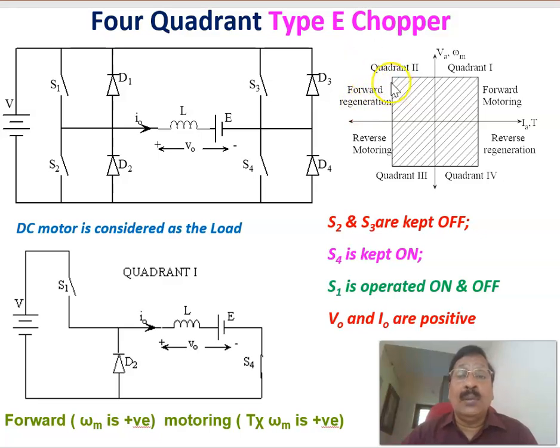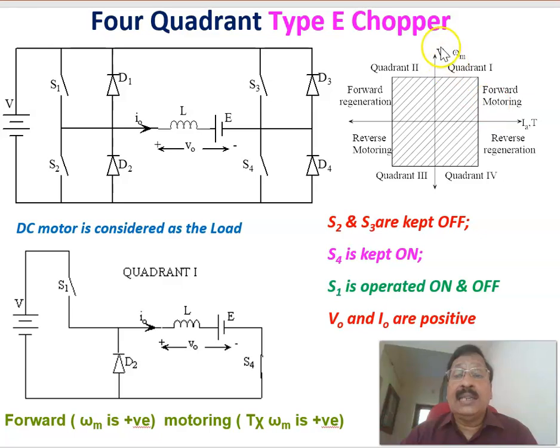And 4-quadrant operation means, if you see the quadrant of operation diagram, this is the 1st quadrant operation, this is the 2nd quadrant, this is the 3rd quadrant, and this is the 4th quadrant. This is the current axis and this is the voltage axis in the electrical plane. In the corresponding mechanical plane, this is the torque axis and this is the angular speed or velocity omega m axis. For T and omega, or it is current and voltage.